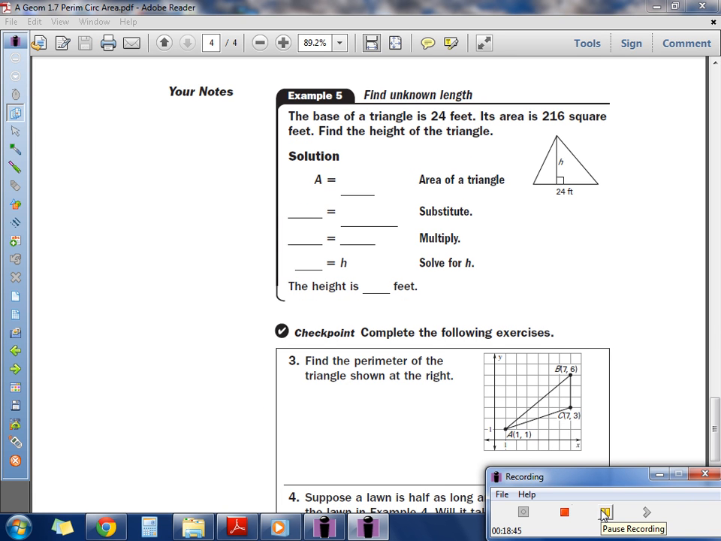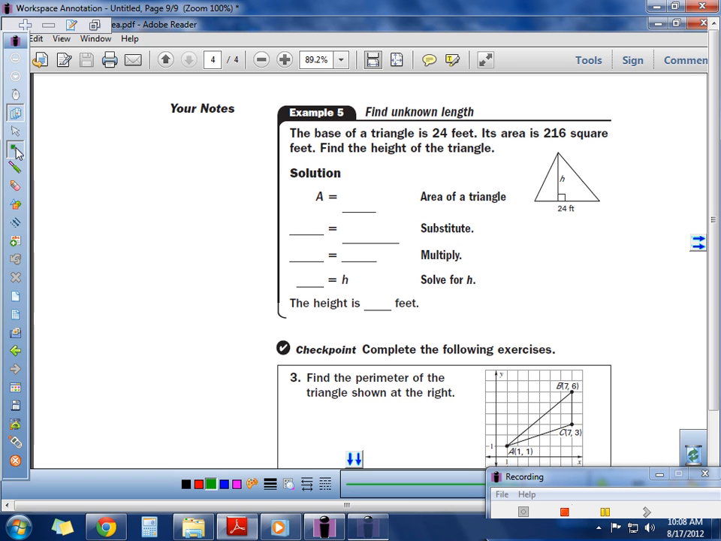Example 5 is a little bit different than what we've been doing, so be ready. The base of the triangle is 24 feet, and it's labeled. Its area is 216 square feet. So they didn't write that out. I'll write it out here to the side. Area is 216 feet squared. Once again, this piece right here is our base, and our height is unknown.